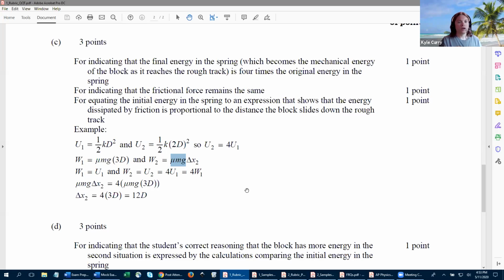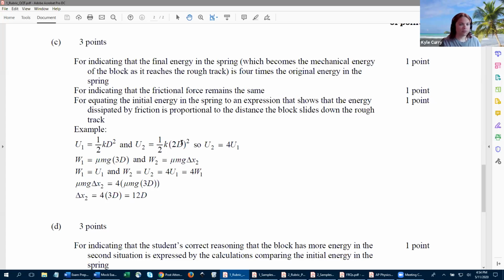And then the third point, for equating the initial energy in the spring to an expression that shows the energy dissipated by friction is proportional to the distance the block slides down the rough track. Wow, that's a mouthful. Essentially, we need to somehow have some type of expression where we're taking the initial energy in the spring, we're equating it to the energy dissipated by friction. So there's a lot of different combinations here.